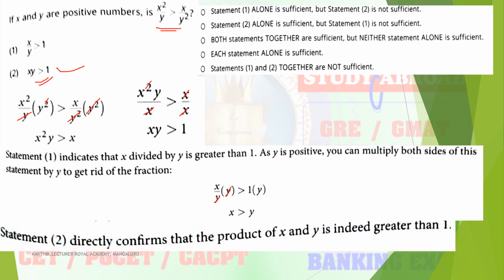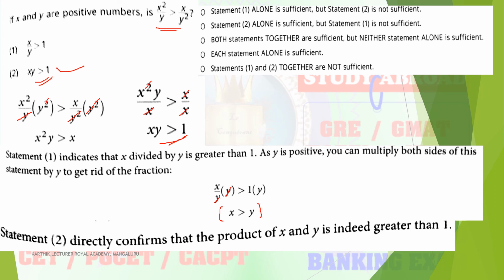So from statement 2, directly you will get xy is greater than 1. So which answer is correct? Option B is correct. Within this information you can't tell whether x square divided by y is greater than x divided by y square. Why? Because you can choose any value for x, but the value of x should be greater than y.